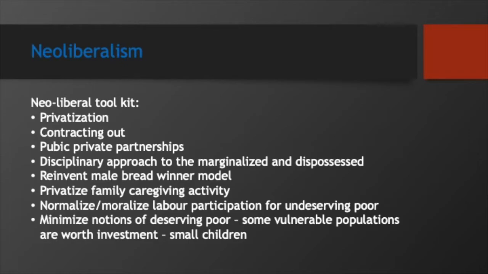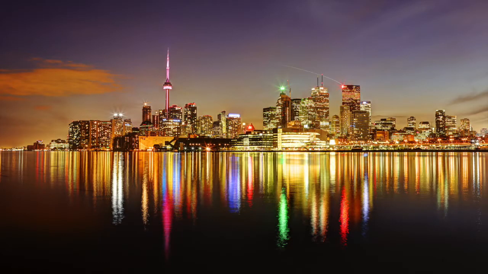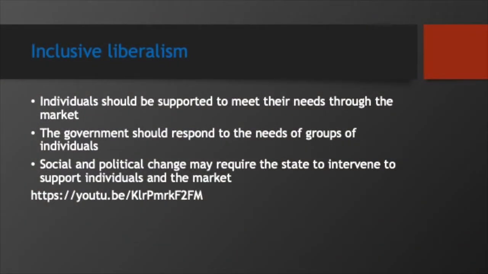Just like we've seen some softening of other forms of liberalism, we see a softening of neoliberalism with the introduction of inclusive liberalism. It's a bit like liberal humanism, but maybe a tiny bit more complicated. Like liberal humanism, inclusive liberalism acknowledges that there may be some complication with the idea that the market can respond to everyone and all needs.